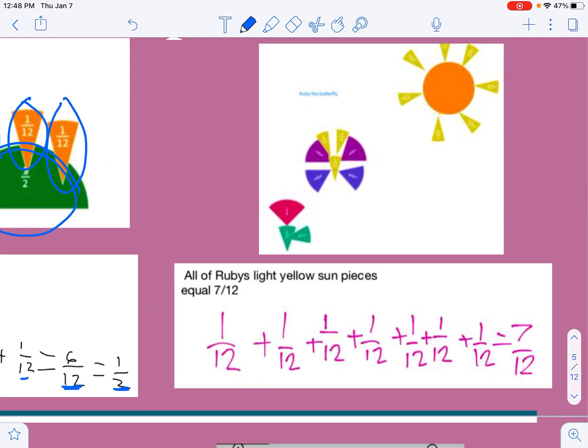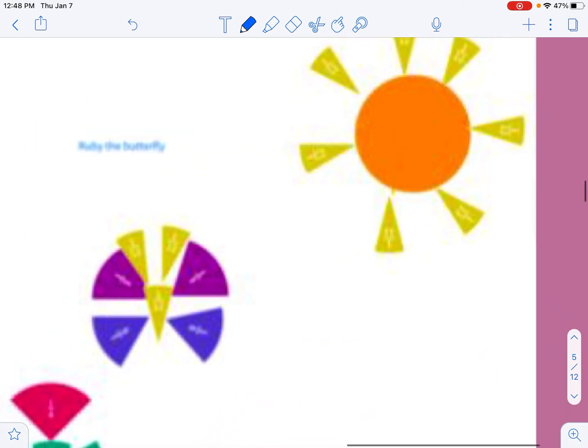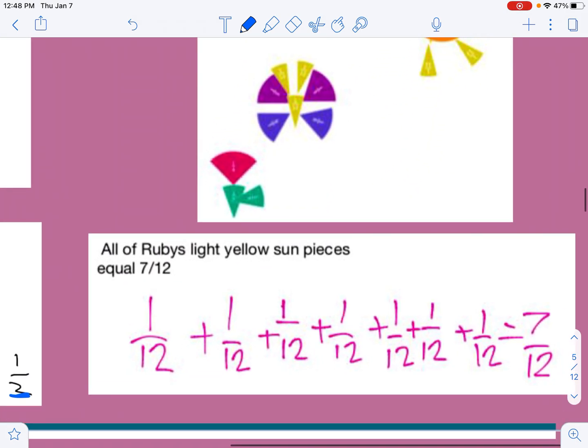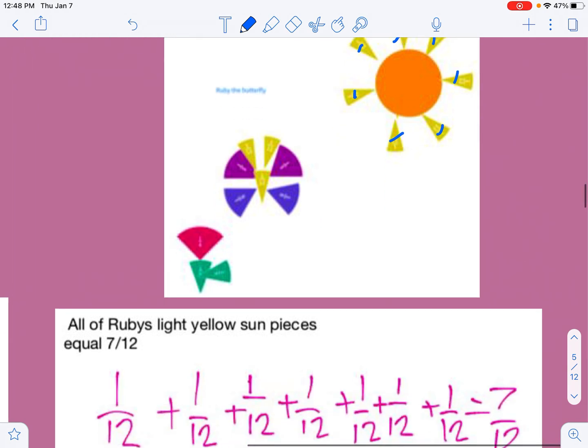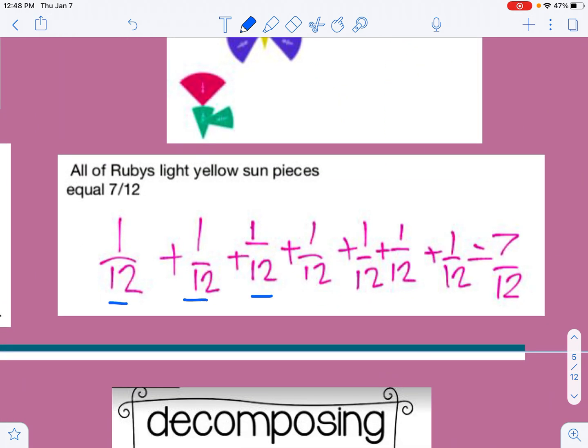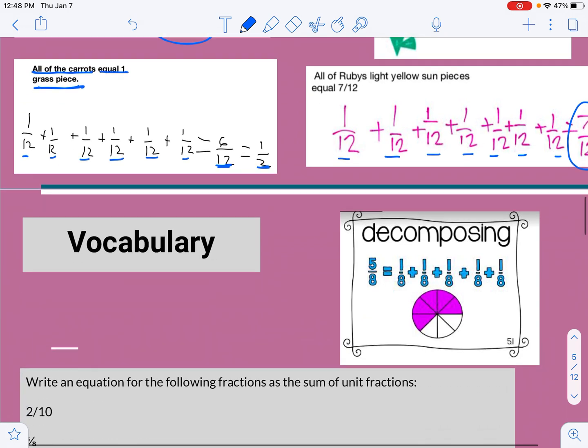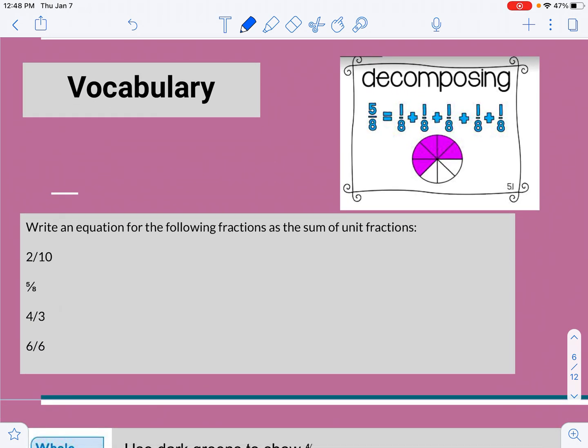In this picture, your classmate has yellow sun pieces that she's talking about, and that those equal 7/12 because she had 1, 2, 3, 4, 5, 6, 7 of them, and they were each 1/12. So you can see our unit fractions here added together to make the 7/12 there. So nice job. Those looked really great, guys. When we're decomposing a fraction, we're breaking it down into these smaller unit fractions or smaller parts. So we're going to do all of these as sums of unit fractions.